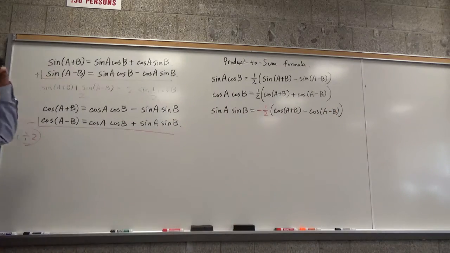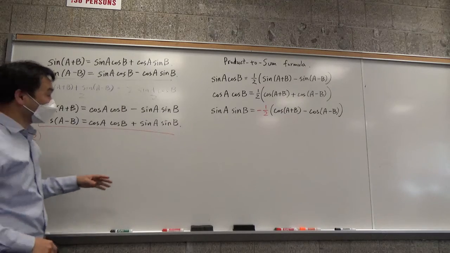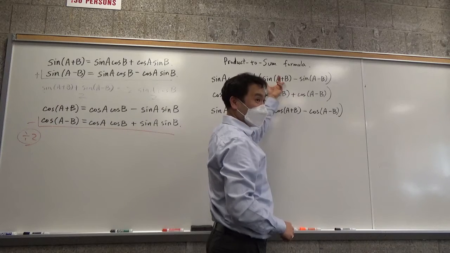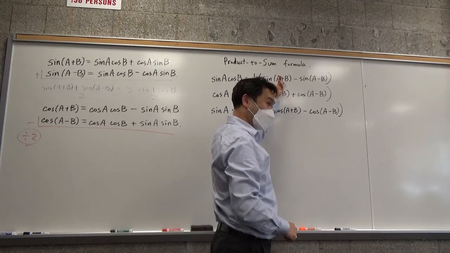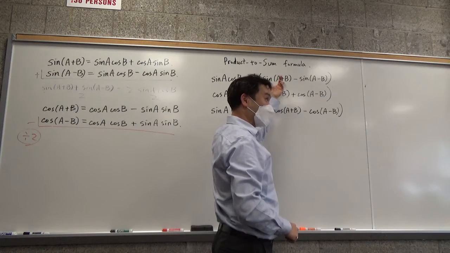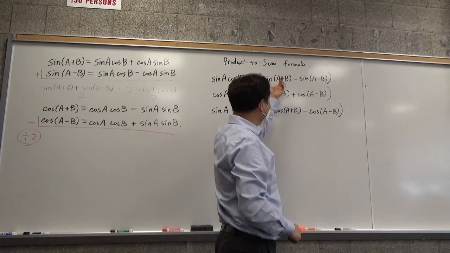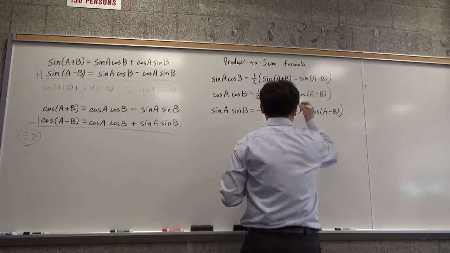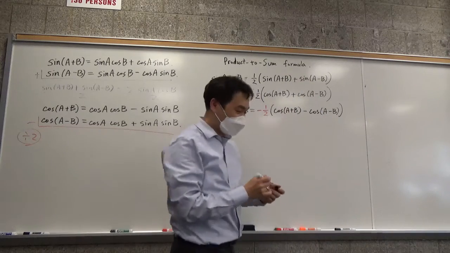So you have these product to sum formulas, and I suggest that instead of memorizing this, just make sure that you can recall these very well, and just do the math in your head. Just think about what sine A plus B is. That's sine A times cosine B, and then plus cosine A sine B. Why did I put minus? Sorry, that's a mistake. Sorry about that.